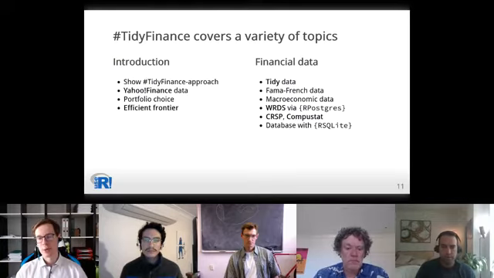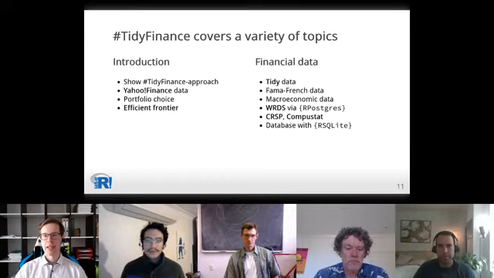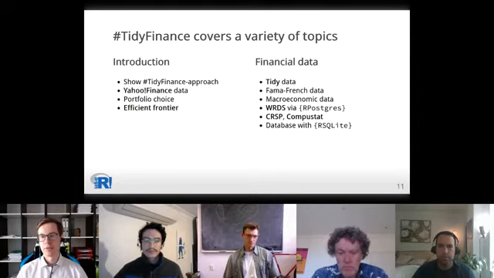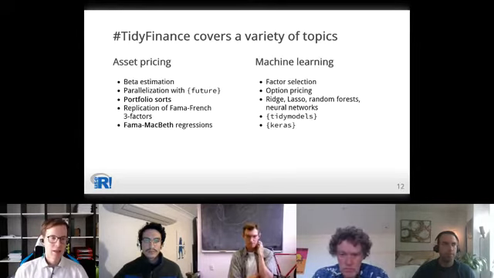Then, and I think this is a really important contribution of Tidy Finance, we work on financial data. We show Tidy data, of course. We show how to access Fama-French data, how to access macroeconomic data, but also how to access the Wharton Research Data Services remotely, which is really important because nowadays many students and researchers alike use WRDS regularly to, for example, download CRSP and Compustat. And there's a really nice way of doing this within R, and we actually show that. And then database management as well.